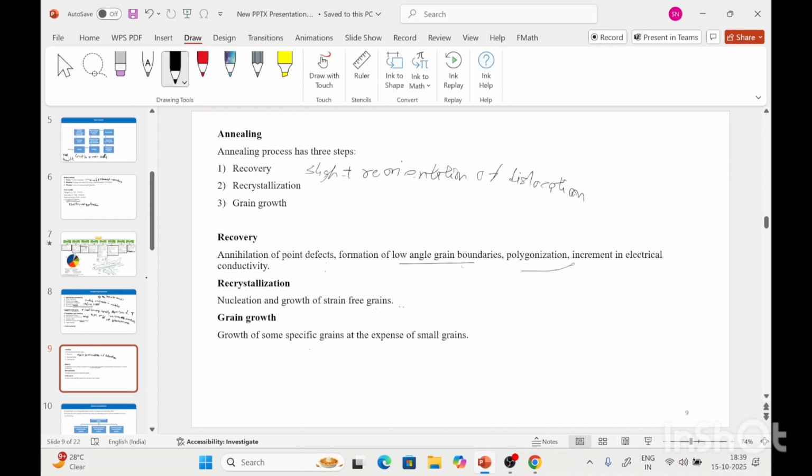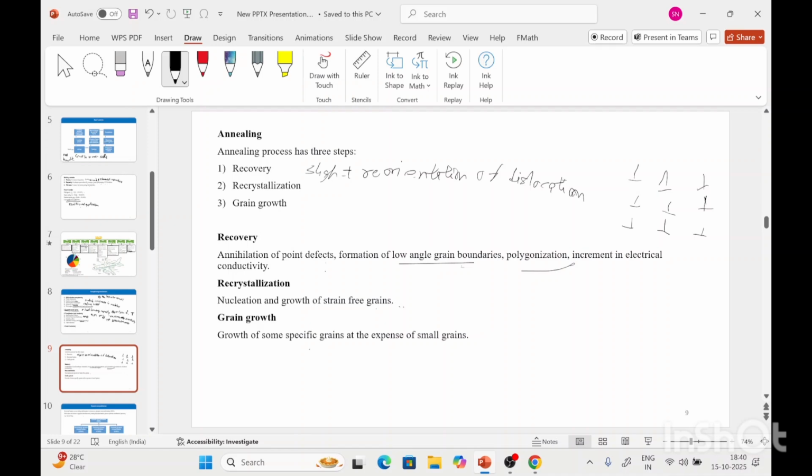Then polygonization means dislocations are arranged in some manner like this. So this is called polygonization. This rearrangement of dislocations and point defects increases the electrical conductivity of the material during the recovery stage.